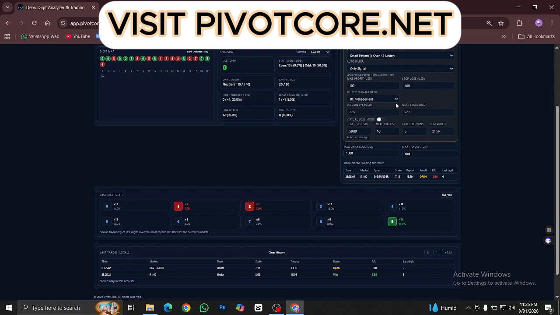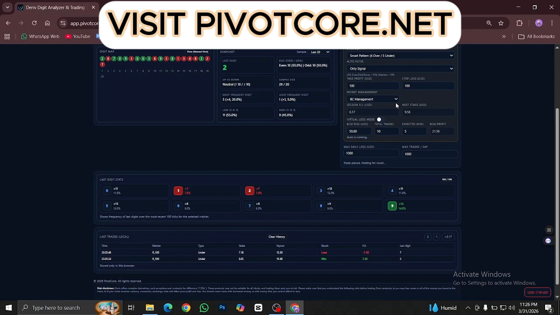Whether you are a beginner or an experienced bot trader, this interface is built to give you full control over your risk and your results.